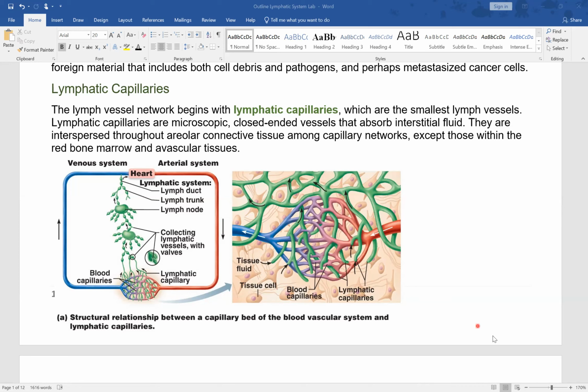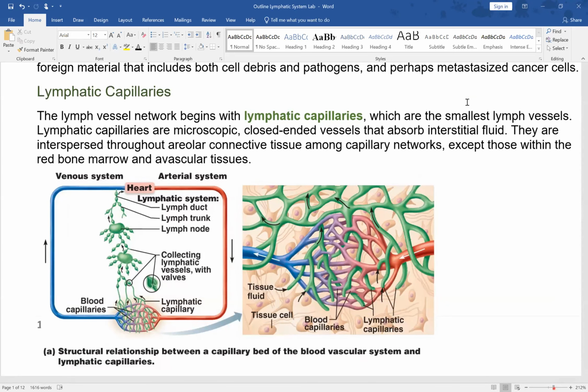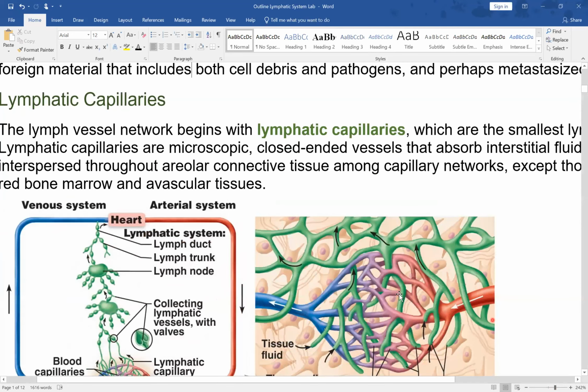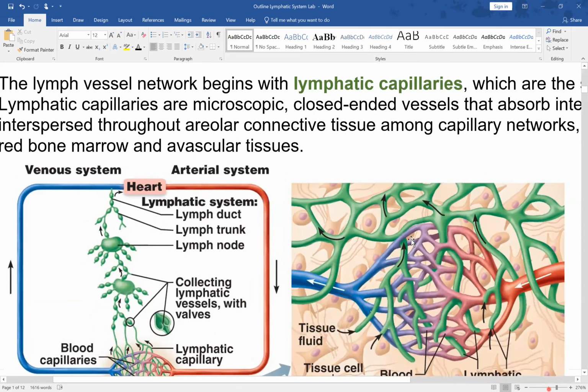Whatever is left is collected. If I can get this a little bigger without messing everything up. Anyway, whatever is left is collected here, and you can see the green arrows, as what is called lymph. And then it circulates just like blood through veins does.